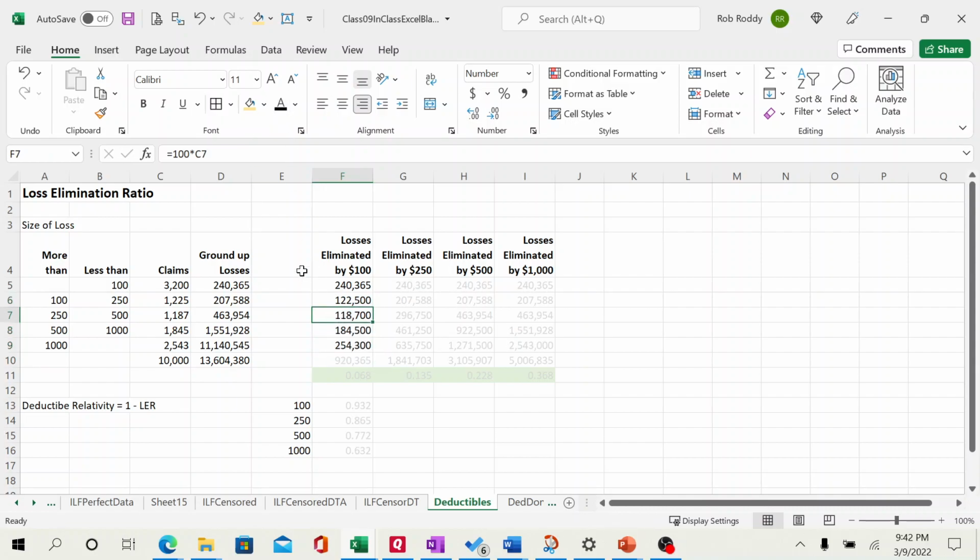So the losses eliminated by the 250 to 500 layer is 1,187 times that, then 1,845 times 100, and then anything greater than $1,000, 2,500 claims. This is the lion's share of the losses, because most of the losses aren't that small, or at least the losses that are higher are typically a lot higher. So you sum them up, and then you have what's called your loss elimination ratio.